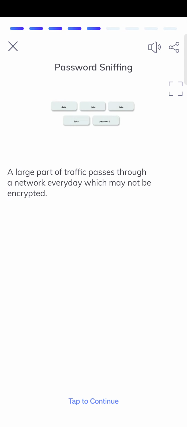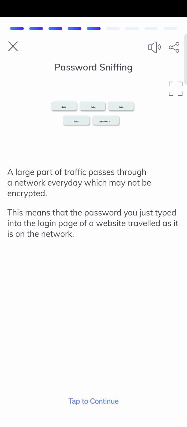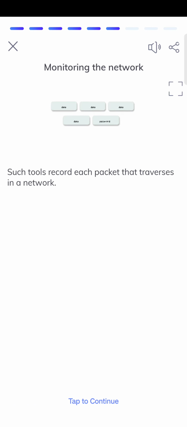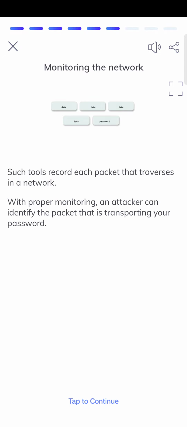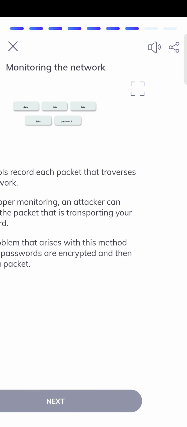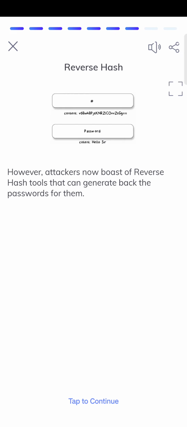A large part of the traffic that passes through a network every day may not be encrypted. This means that the password you just typed into the login page of a website traveled as it is on the network. An attacker, monitoring the network with tools like Pass-the-Hash or Wireshark, can easily sniff your password in such a case. Such tools record each packet that traverses a network. With proper monitoring, an attacker can identify the packet that carries the password. The only problem that arises with this method is when passwords are encrypted and then sent in a packet. However, attackers now boast of reverse hash tools that can generate the passwords back for them.